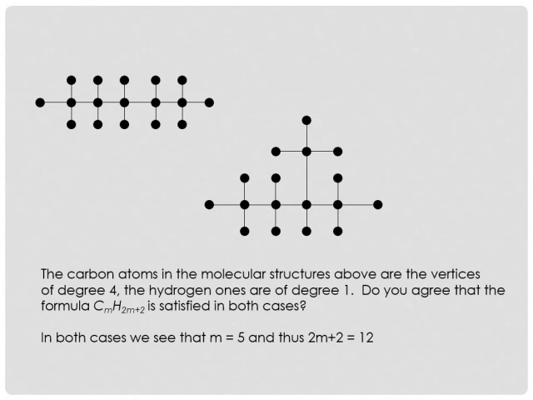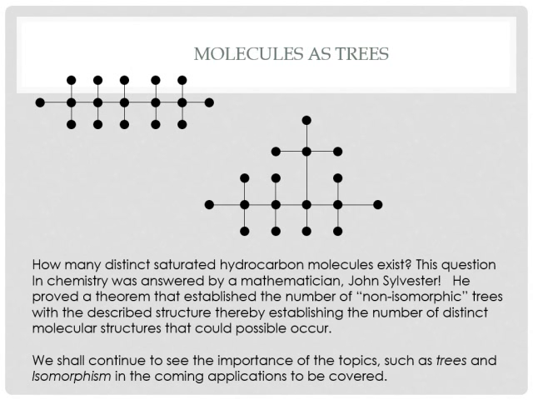So how many carbon atoms do we have? We have 5 vertices of degree 4 in both graphs. So we have 5 carbon atoms, and we have 2 times 5 plus 2, or 12 hydrogen atoms. Now, you might notice that these are 2 different trees, or 2 different configurations. So the question was, how many different for a fixed m?